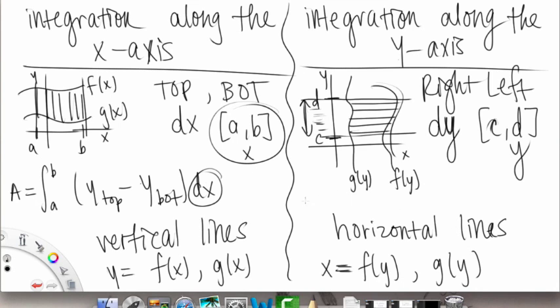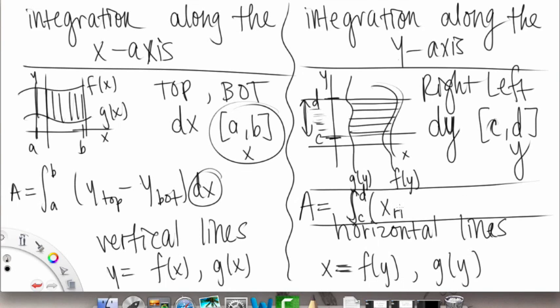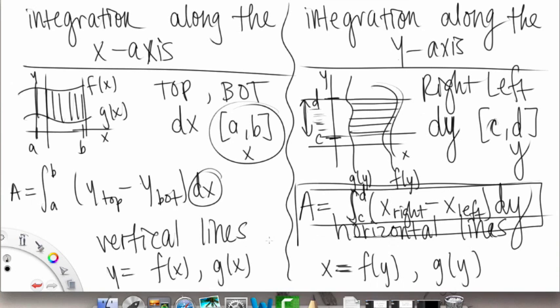Okay, so our overall area formula is actually going to look like, if we put all of this together, the integral from c to d of x right, so x, the right function, minus x left, okay, and then we have a dy instead. Alright, so we're going to take this formula and extend it to an example on the next problem.